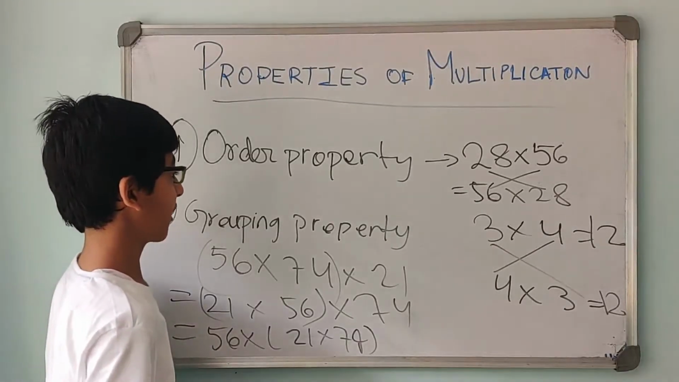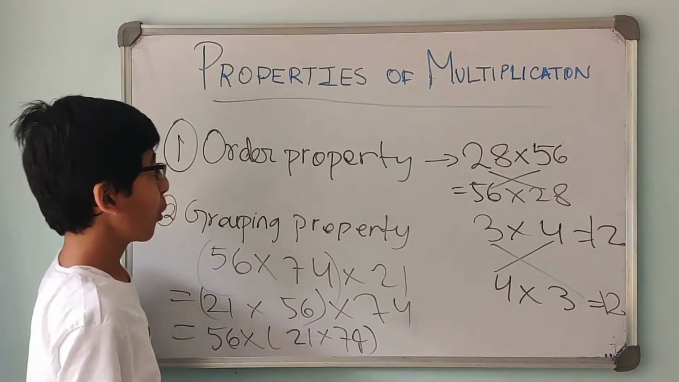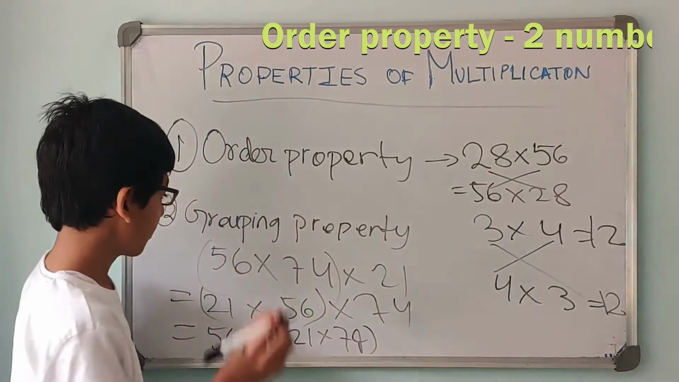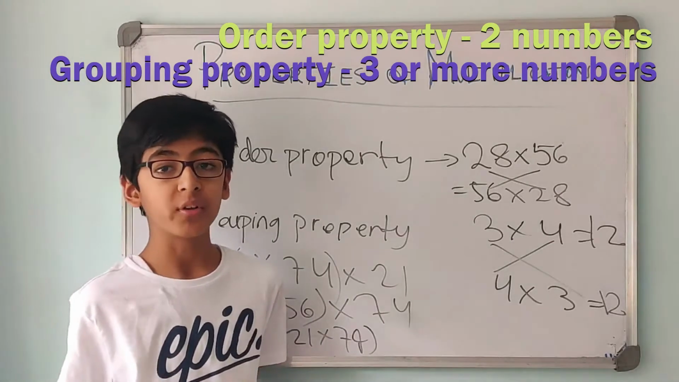So now let us understand what is the difference between the order property and the grouping property. Order property means only two numbers and grouping property means that there are going to be three numbers or more than three numbers.